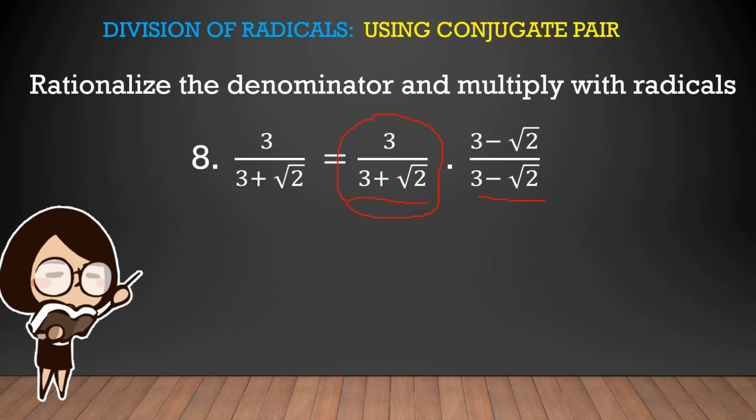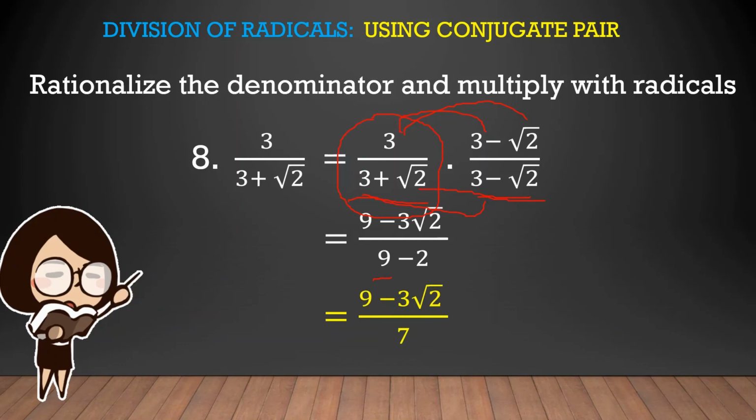So, let us multiply now. 3 times 3, the answer is 9. 3 times negative square root of 2 is negative 3 square root of 2. Then at the denominator, 3 times 3 is 9. Square root of 2 times negative square root of 2 is minus 2. So the numerator is 9 minus 3 square root of 2, and 9 minus 2 is 7. So 9 minus 3 square root of 2 all over 7 is our final answer. Okay?